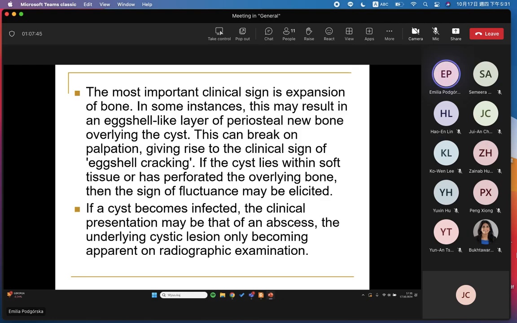If the cyst becomes infected, the clinical presentation may be that of an abscess, the underlying cystic lesion only becoming apparent on radiographic examination.